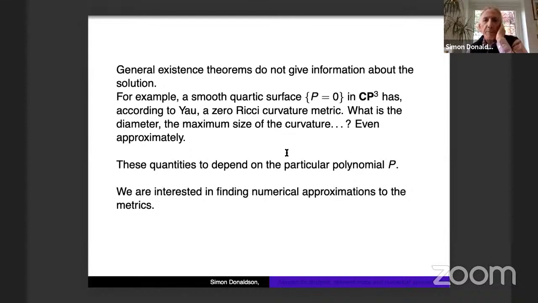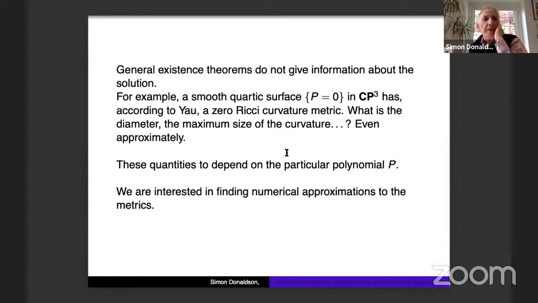For example, we can take a typical polynomial, a degree 4 homogeneous polynomial in 4 variables. It defines a quartic surface in CP3, which, according to Yau's famous theorem, we know has a metric of 0 Ricci curvature. But apart from knowing it exists, there's not much else that theory tells us about it. For example, we could ask, what is the diameter, or how large is the curvature? And we just don't know.